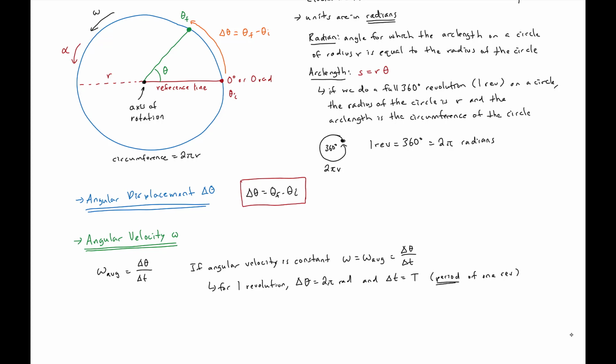So that means we have omega equals delta theta over delta t, but for one revolution we know that 360 degrees is 2 pi radians, and the time it takes is just the period. We now have an equation for period, which is T equals 2 pi over omega. So there's another important equation.